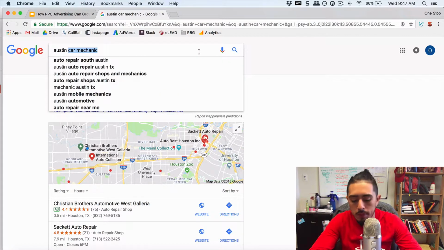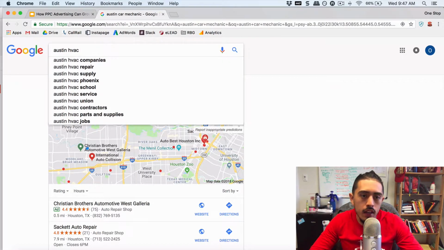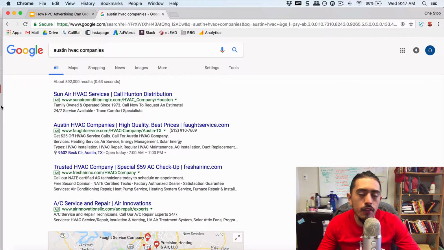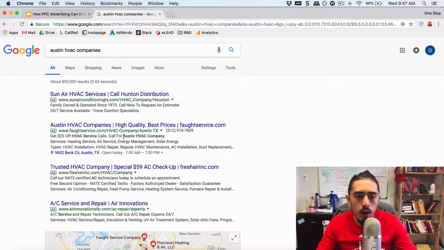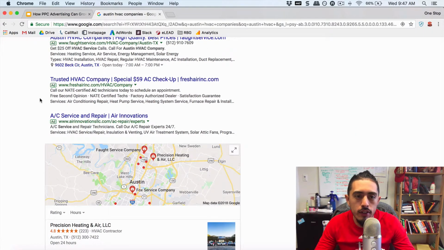If they have an AC problem, they'll go to Google and type in Austin HVAC companies, and now they're looking for someone with technicians that can go out to their home and fix their AC or their heater. They already know that they have the problem. They want a solution, and now it's just them finding the right company to come to their location and service their problem. So you just need to make sure you're targeting the right set of keywords with the right offer, and that your landing page and a few other things are properly optimized, and you'll have a higher likelihood of success compared to many other advertisers within Google.